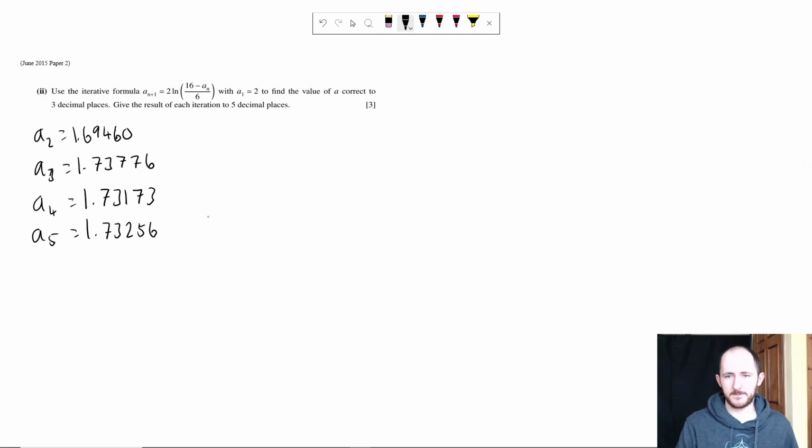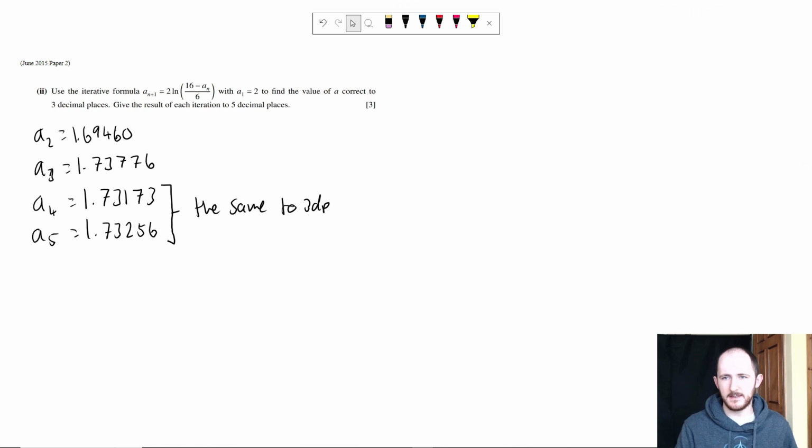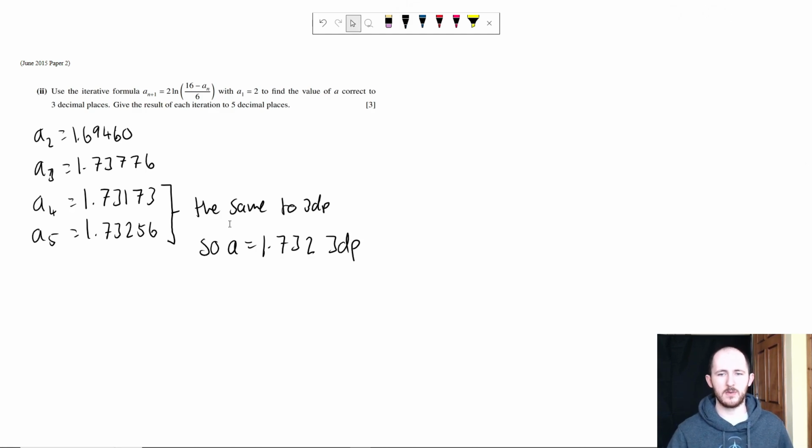So if I look here, I can literally just read it off. If you notice, these 2 values are the same to 3 dp. Now if I press equals again, and I would recommend doing one more just to be sure, I get 1.732 again. And if I press it again, do you notice that fewer and fewer decimal places are changing? So my answer for A is equal to 1.732 to 3 decimal places. That is what you do as soon as it stops changing.